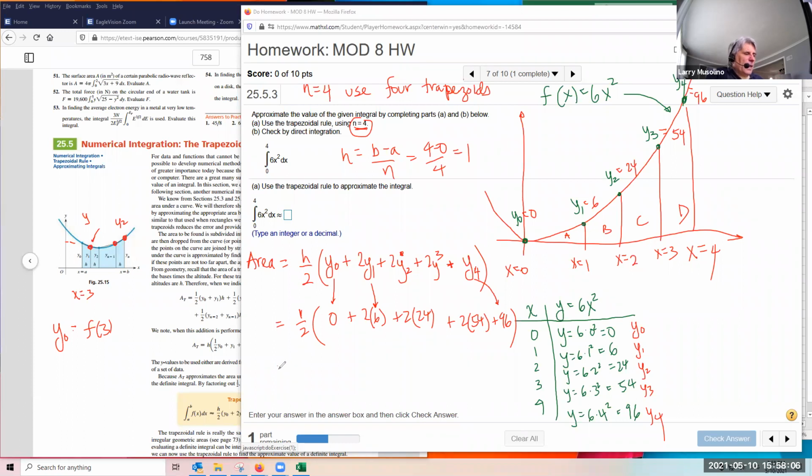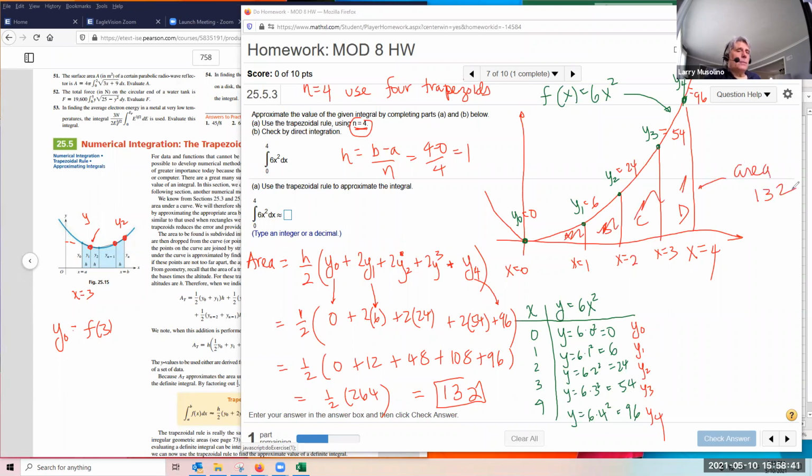So this is a job for my calculator. 0 plus 12 plus 48 plus 108 plus 96. And if I work this out on my calculator, this is going to be 1/2 times 264, which turns out to be 132. So the trapezoid rule is telling me that this area is 132 square units.